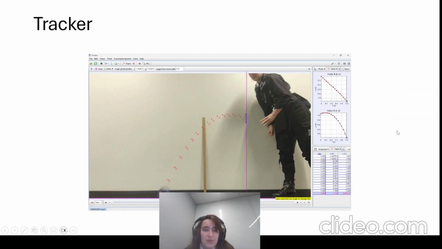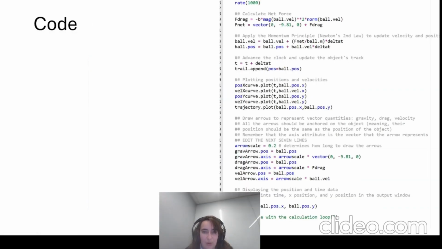What I did is upload the video in Tracker. I tracked the movement of the tape roll until it landed. Here is a screenshot of how I did that. The results I got are here, and then I coded a model for this movement. Here's the code. Here's the F drag force calculation, F net force calculation.